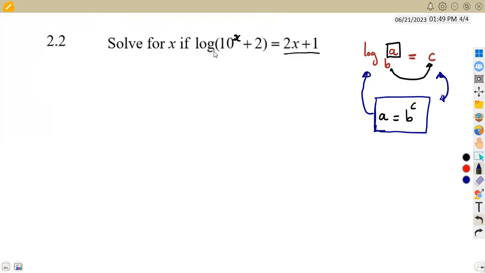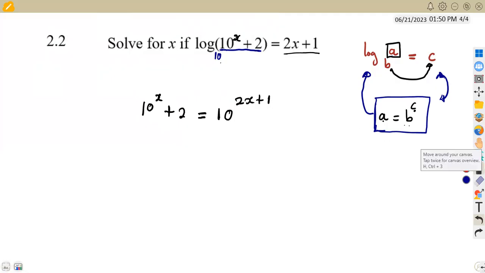So this is what we have. Which base do we have here? It's base of 10. If the base is not given, it means we are in base of 10. So this is our A, this whole part, 10 to the exponent of x plus 2. This is our A. So we said A is equal to the base to the exponent of C, so that's 10 to the exponent of x plus 2 is equal to 10 to the exponent of our answer, which is 2x plus 1.